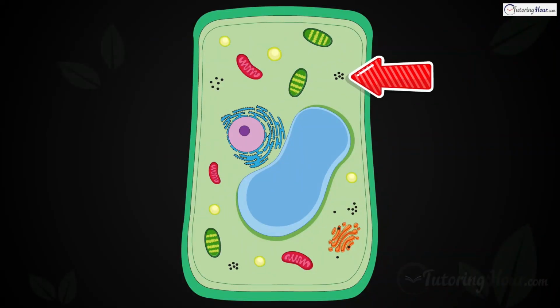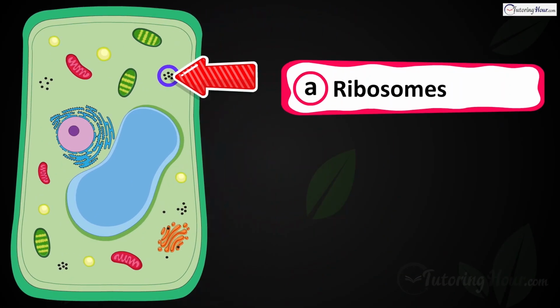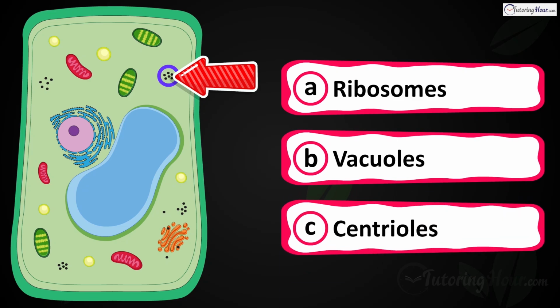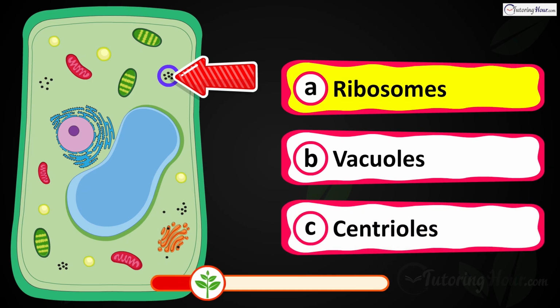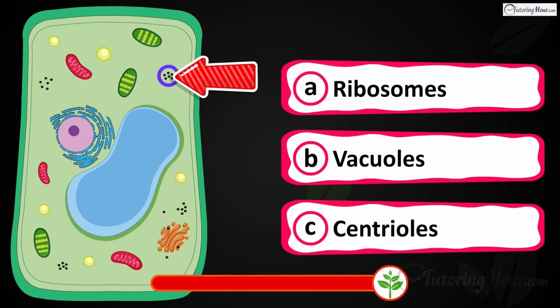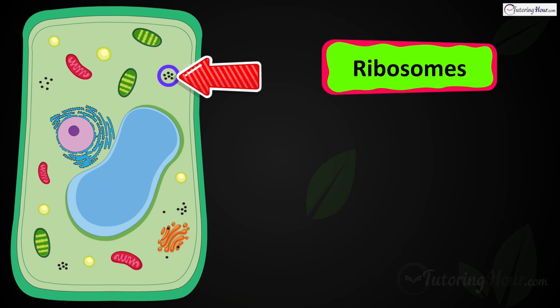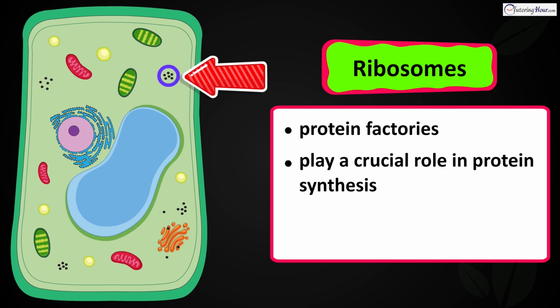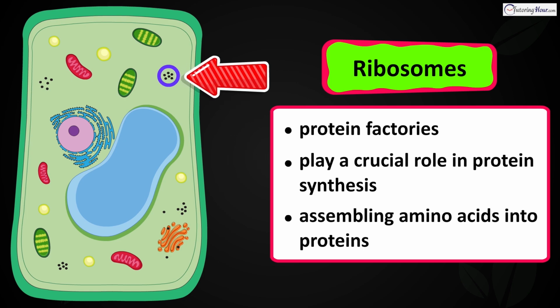Can you identify the highlighted part in the cell? Is it A, ribosomes, B, vacuoles, or C, centrioles? The correct answer is ribosomes. They are the protein factories floating freely in the cytoplasm or attached to the endoplasmic reticulum. They play a crucial role in protein synthesis by assembling amino acids into proteins.